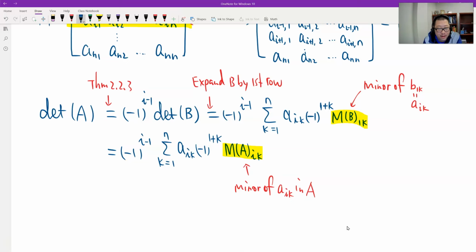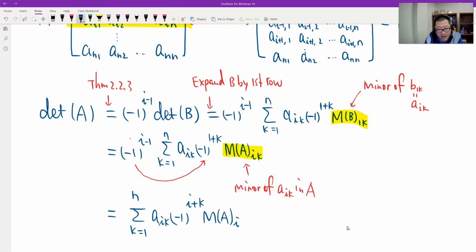Therefore, what do we have? And then do one more step. Can I put it this way? This is a constant number, nothing related to k, so I can put it inside and put it together. We can get the sum over k from 1 to n of a_ik times negative 1 raised to i minus 1 plus 1 plus k. What do we get? The negative 1 and the 1 cancel, and then we get i plus k. And the minor of A at i, k.